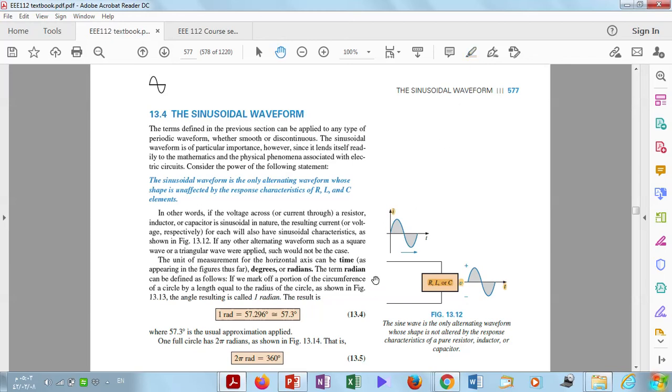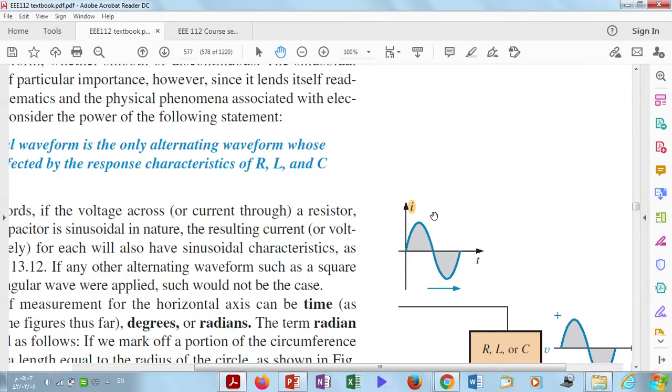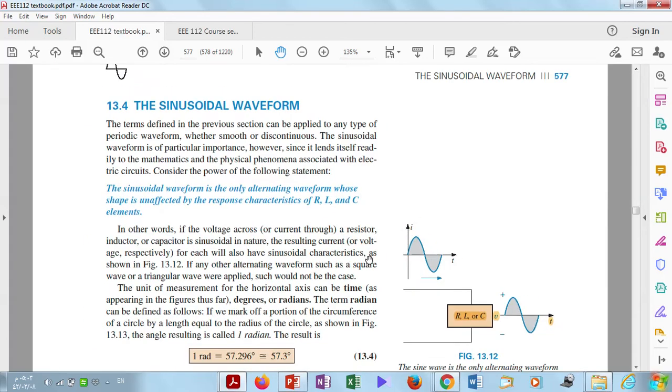If we have any waveform, it is not important for it to be a sinusoidal waveform like this. It can be a square waveform, sawtooth, or anything. If it has positive and negative and changes its value during the waveform, this means an AC waveform.